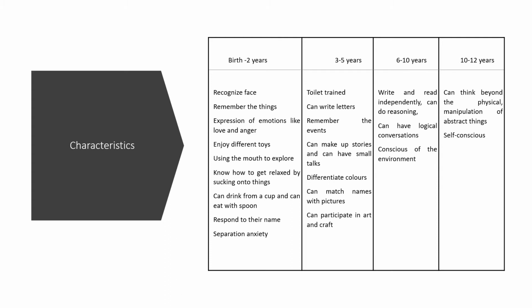From 6 to 10 years, children can read and write independently. Their conversations are more logical and reasonable. From 10 to 12 years, children can think beyond the physical world and they indulge in risky behaviors.